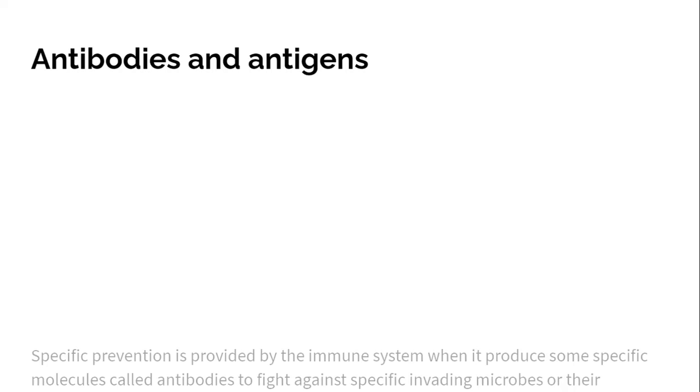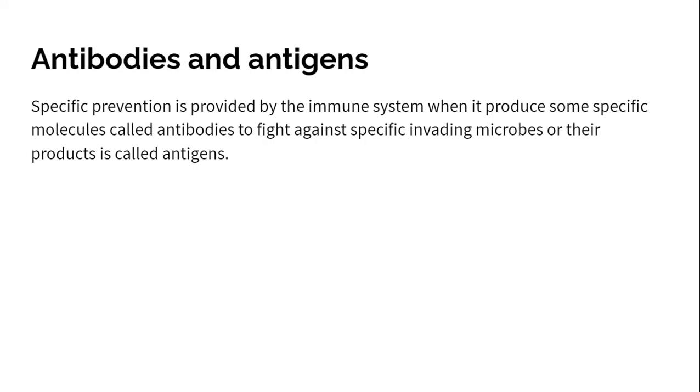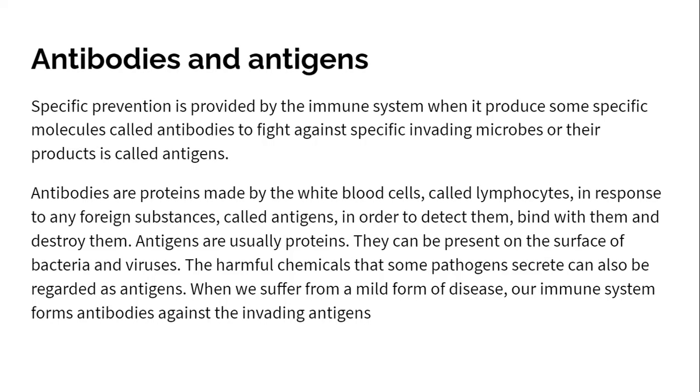So we have things called antibodies and antigens. So the specific prevention is provided by the immune system when it produces some specific molecules called antibodies to fight against specific invading microbes or their products. And this is an antigen. It's produced by us. And antibodies are proteins made by the white blood cells called lymphocytes, in response to any foreign substances called antigens in order to detect them and bind with and destroy them.